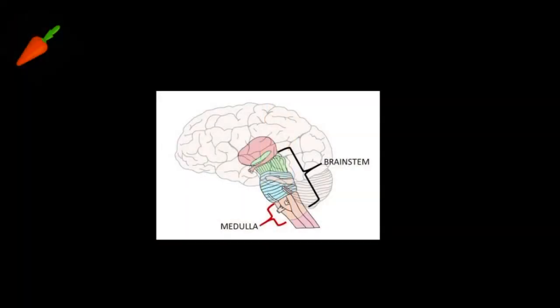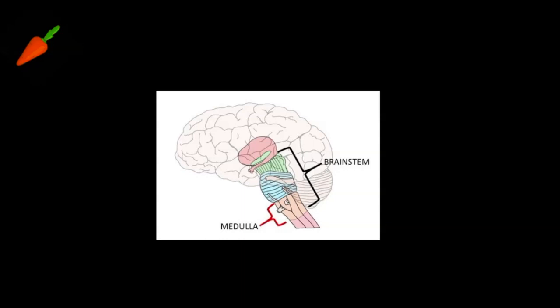The medulla oblongata, commonly known as the medulla, is a cone-shaped neural mass located most caudally in the brainstem. The medulla extends through the foramen magnum to the atlas, where it transitions into the spinal cord.